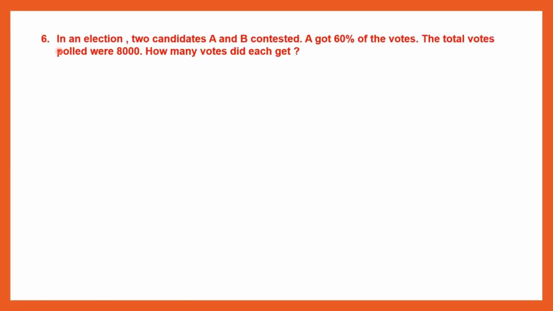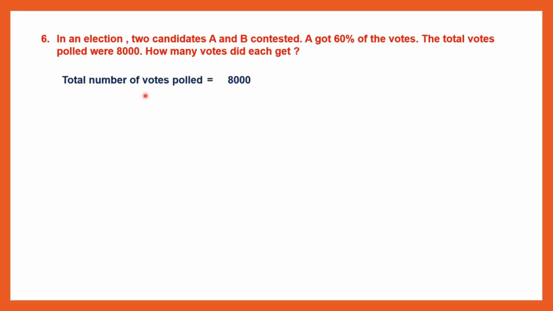Question 6. In an election, two candidates A and B contested. A got 60% of the votes. The total votes polled were 8,000. How many votes did each get? Okay, so there's an election and there are two people who stood for this election, and they are known as the candidates, and they are candidate A and B. And we know that A got 60% of the votes. And we also know how many votes were there totally. Totally there were 8,000 votes. Now the question is, how many votes did each one get? How many did A get and how many did B get?